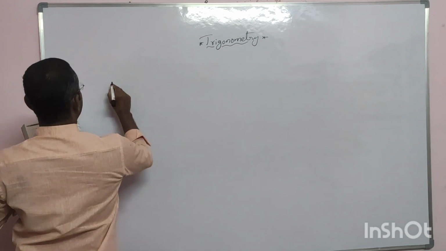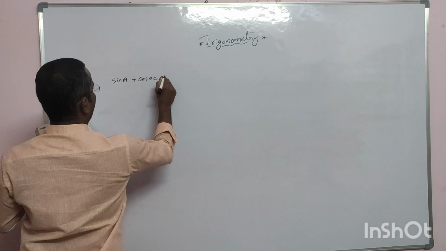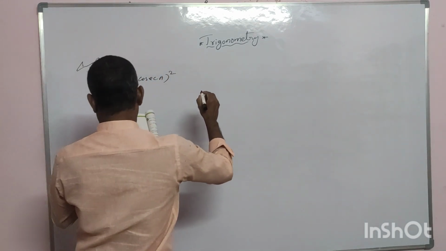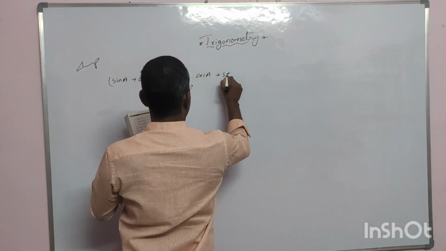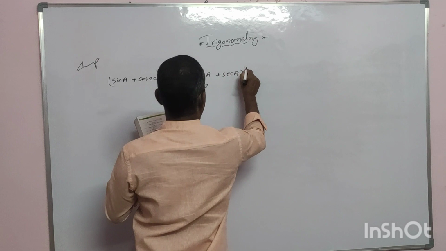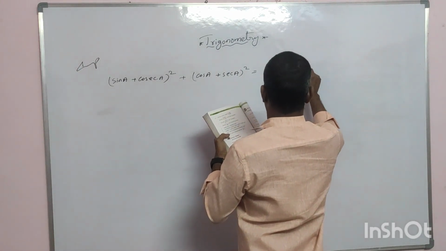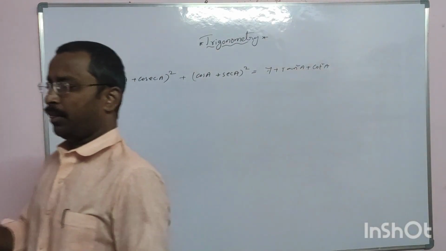Next, (sin A plus cosec A) whole square plus (cos A plus sec A) whole square is equal to 7 plus tan square A plus cot square A. This is one of the most important methods.